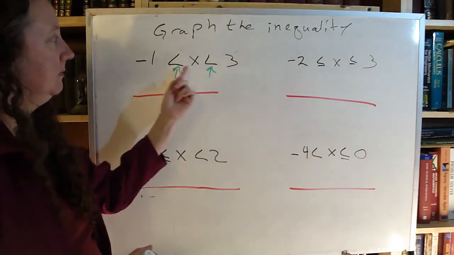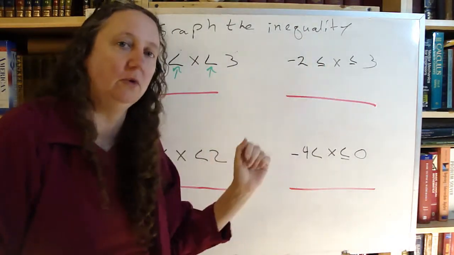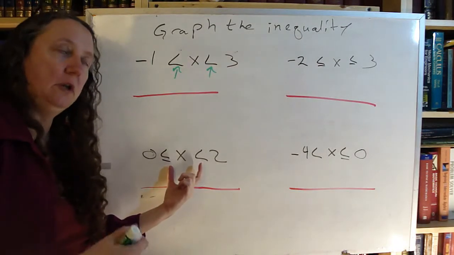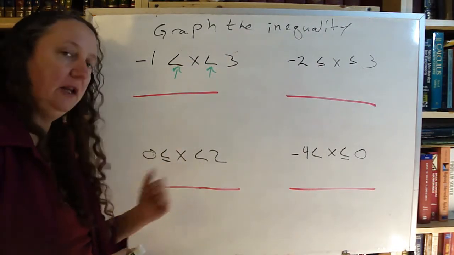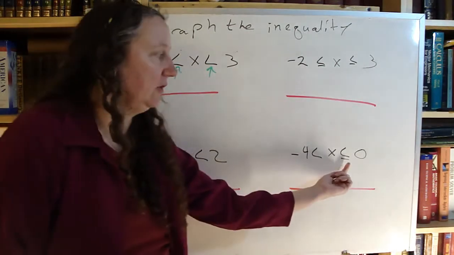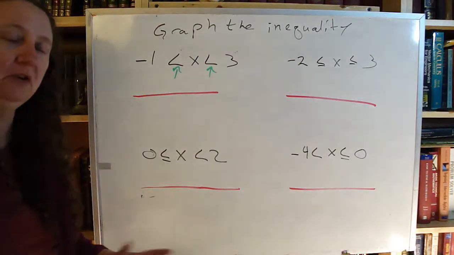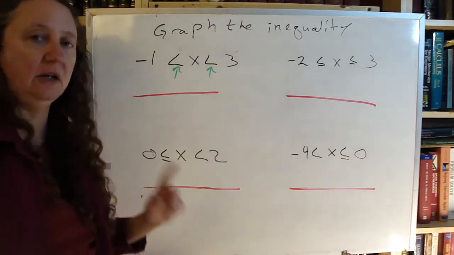Some of them do not have the equal to part, some do have the equal to part on it. Some inequalities have one side equal, the other side not equal. We can mix and match these, but they always have to point the same way in any one problem.